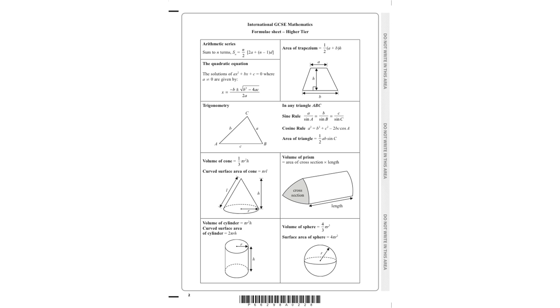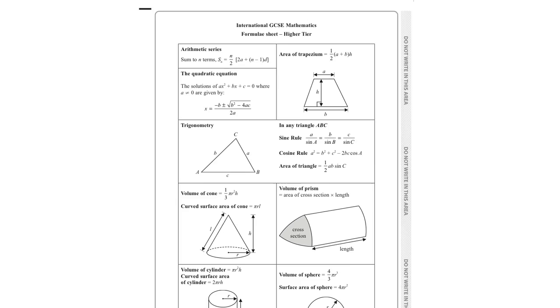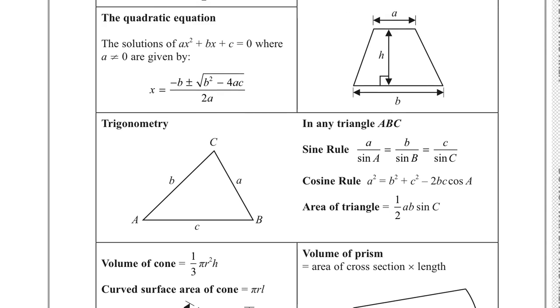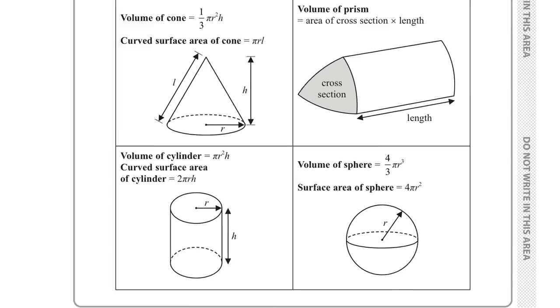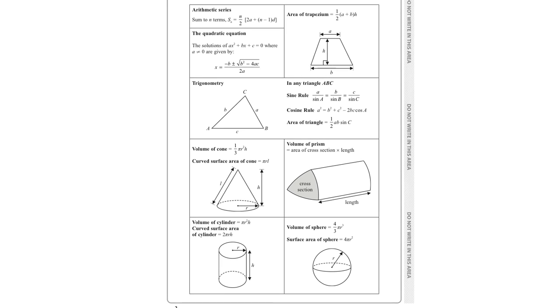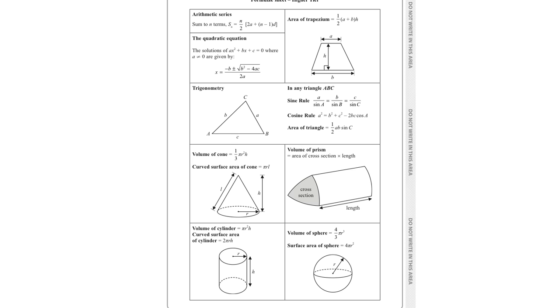So here we have the formula sheet. This formula sheet you should refer to. We should really look at the formula sheet and always know what's on here. Okay? So we have arithmetic sequence at the top. We have the quadratic equation. We have area of a trapezium, trigonometry, volume of a cone, volume of a prism, volume of a cylinder, and volume of a sphere. Now we've done a lot of work on volume recently, so we know that all of these are at the front. Remember, the formula sheet is here to help you. Okay? When in doubt, seek the formula sheet out.